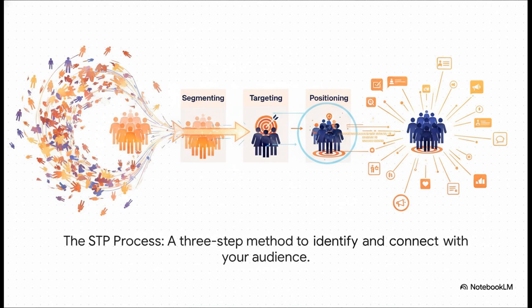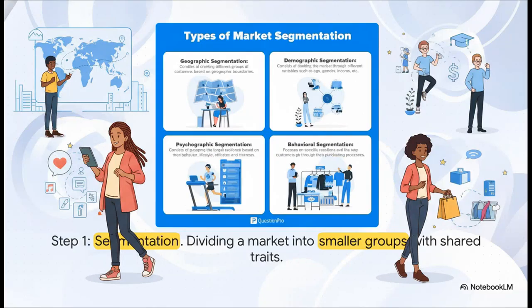First, you break down the entire market into smaller, digestible groups. That's segmenting. Then, you choose the one group you want to focus on. That's targeting. And finally, you craft your product's story just for them. And that's positioning.